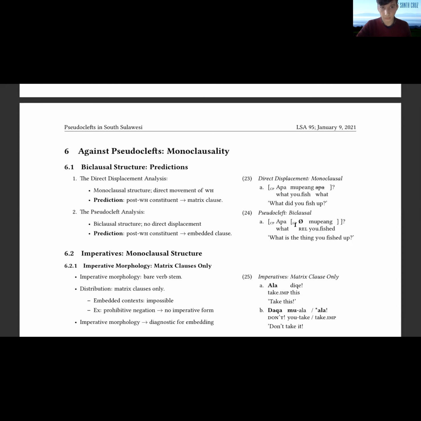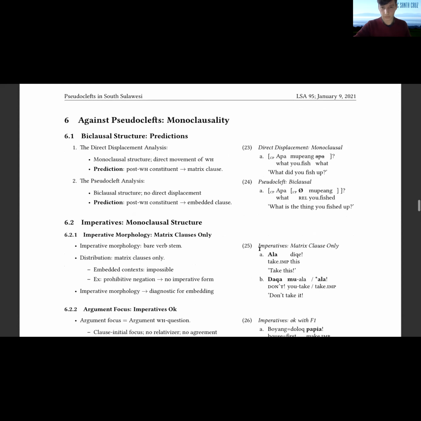Mondar has an imperative form of a verb, which is just the bare verb. So the verb is bare in an imperative. That's what you see in 25a. "Take this", just "take". The imperative form cannot be embedded under anything. So it's impossible to put the imperative in an embedded clause, and it's impossible to embed it under negation. So in Mondar, you can't say something like "don't take it". You have to say "don't that you take it", like Spanish. So the imperative morphology can only appear in a matrix clause.